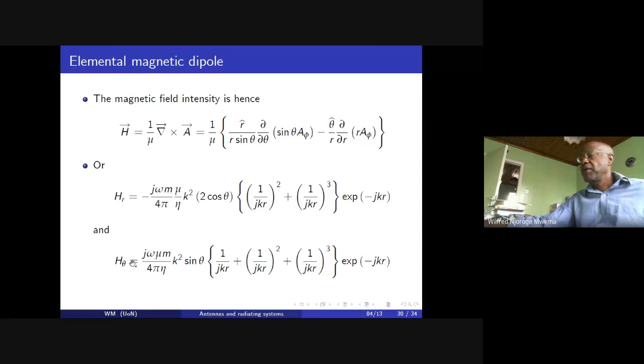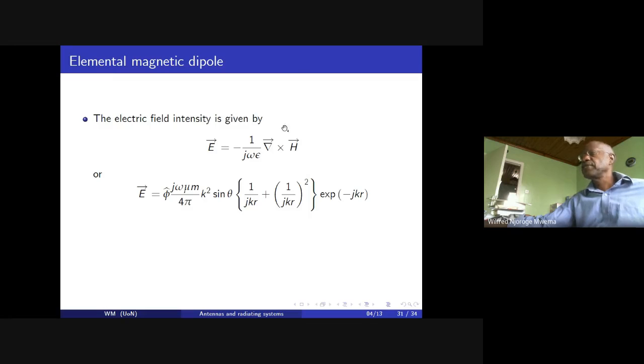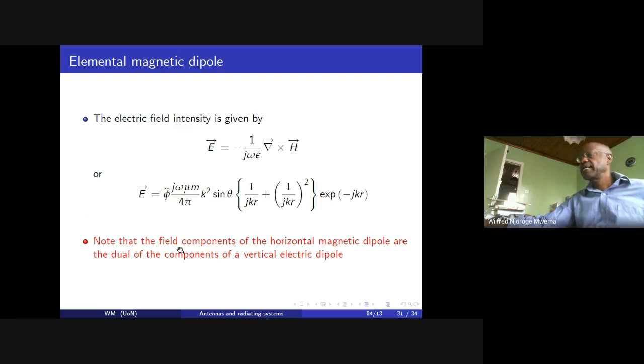And for H theta, we have j omega mu m of that, and the sine of that value. Again, if we look at the spatial factor there, it is the same as for the E theta we obtained for the electric dipole. The electric field intensity is of course given from the Ampere circuit law as 1 by j omega epsilon, the curl of H. What we see is that we have only one component, which is E phi. And again, I'll draw your attention to the expression of H phi in the electric dipole. It had a similar kind of variation.